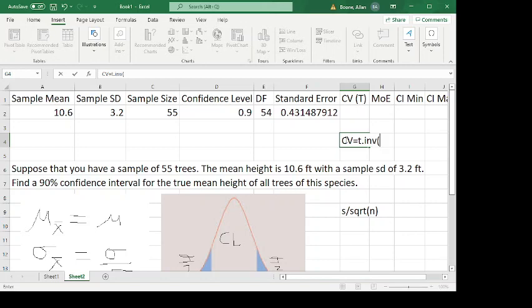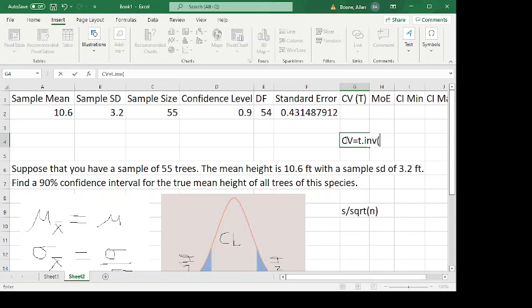of alpha over 2. And alpha is 1 minus the confidence level over 2. All right, so we can just say equals t dot inv. And then the probability is 1 minus the confidence level divided by 2, because remember it's alpha over 2. And then we have our degrees of freedom.